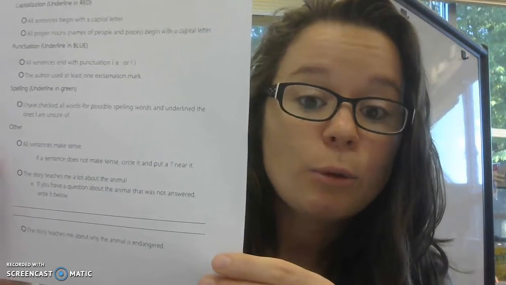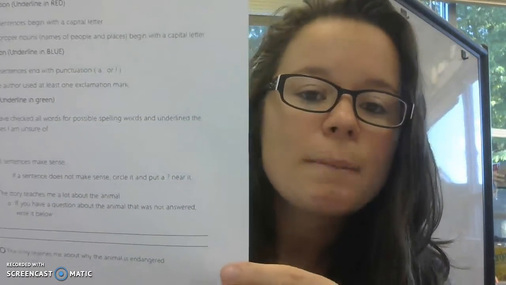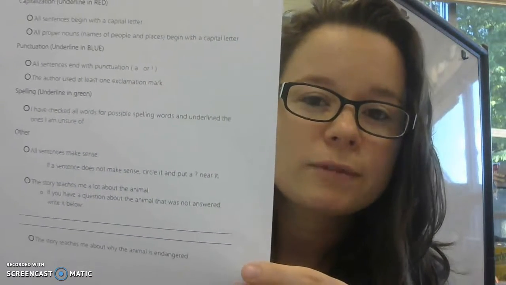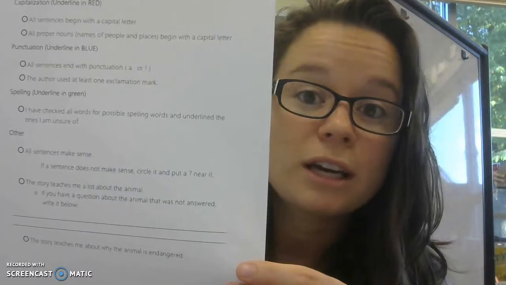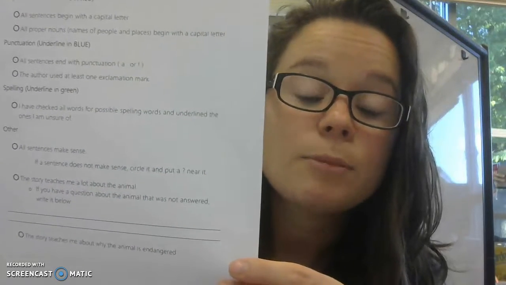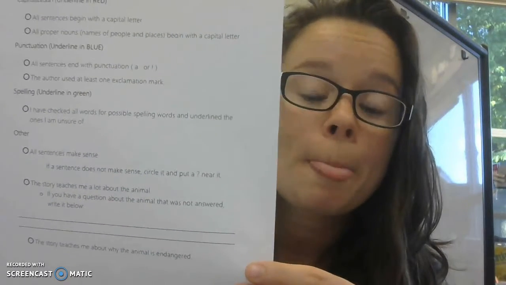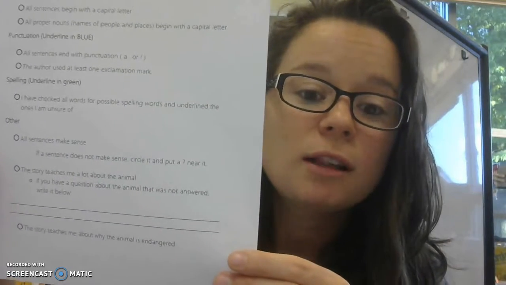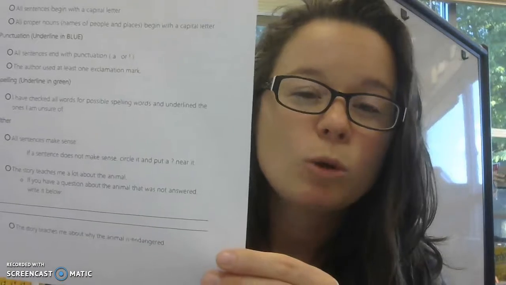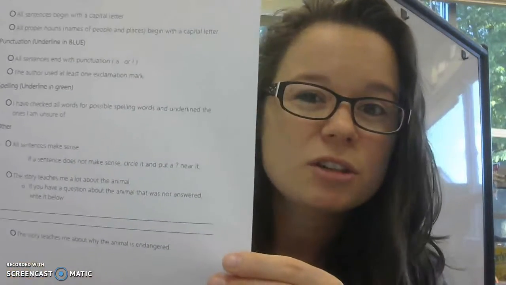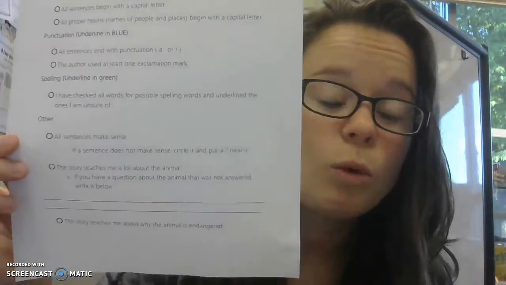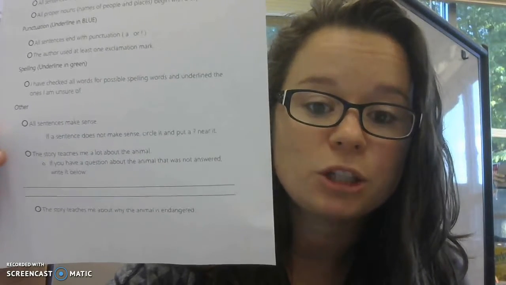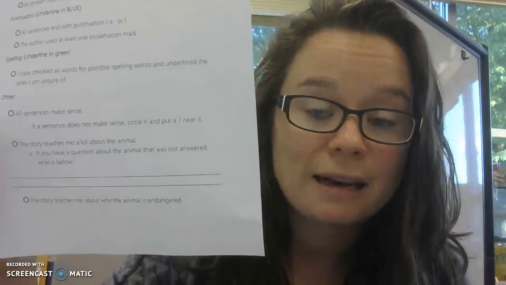Make sure as you're reading it, ask yourself, am I learning a lot about this animal? Are they giving me lots of information? The point of this story is not only to be entertaining, but it's also to inform you about that animal. You need to be learning about it. If there's a question that you think is important and you are wondering about that animal, but it wasn't answered in the story, share that with the writer. That way they can go back and maybe answer it if they know that piece of information. They can include it in their story, add it in there.